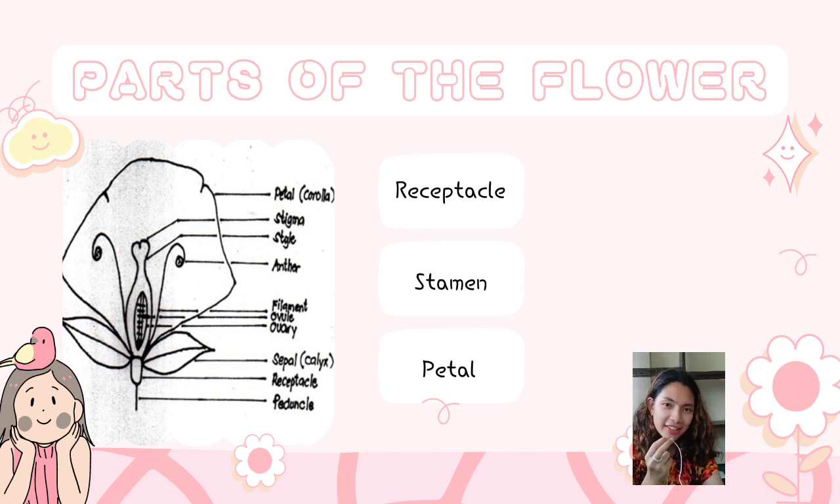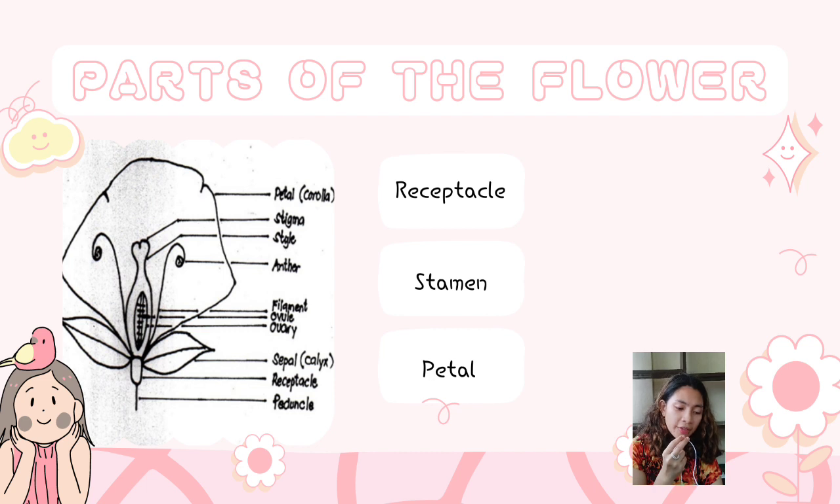The fourth part of the flower is the receptacle. It is the enlarged end of the peduncle upon which the sepals, petals, stamen, and pistil are attached. Fifth is the stamen. It is the male organ of the plants. It consists of the anther or the body and the filament or the stalk. The anther bears a various lobed body filled with a yellow dust-like substance called pollen.